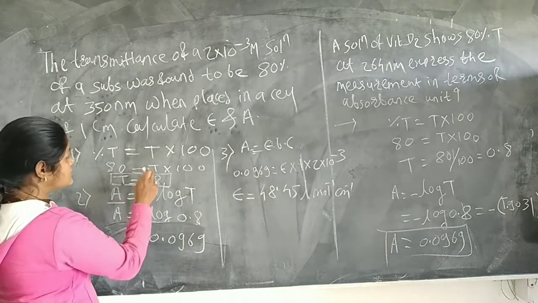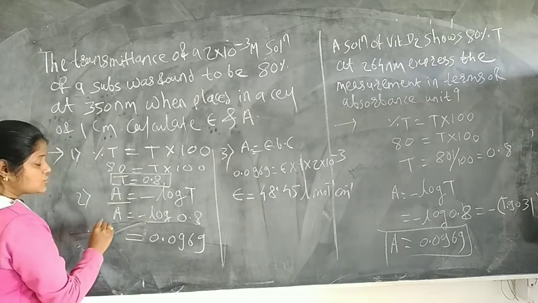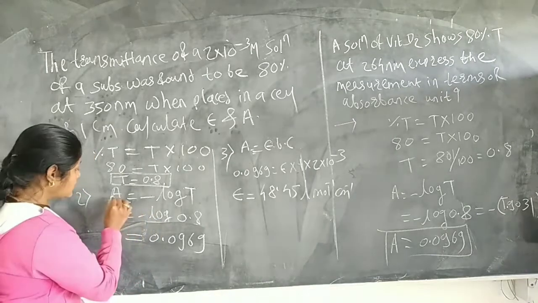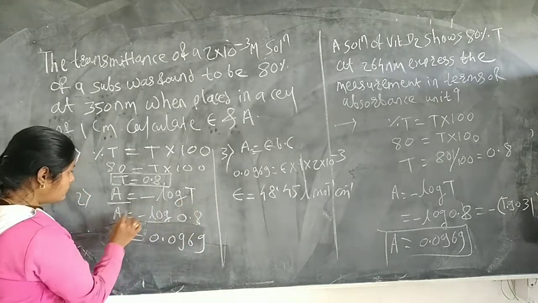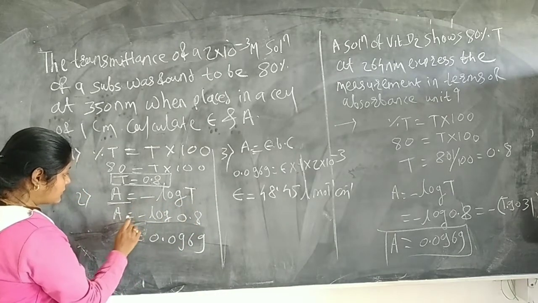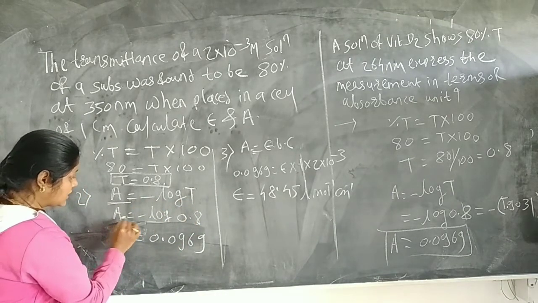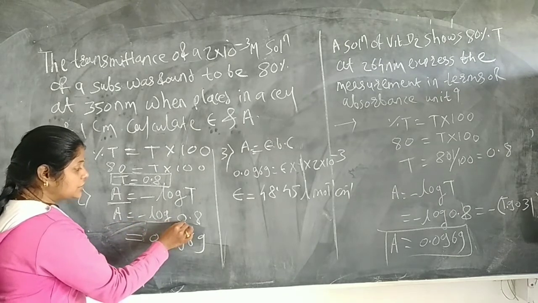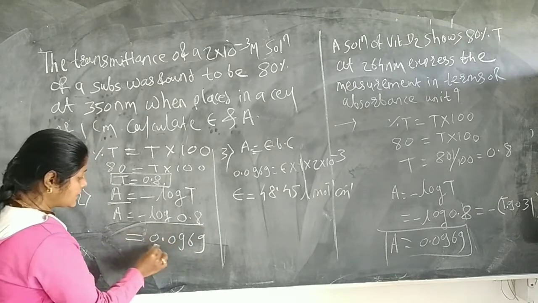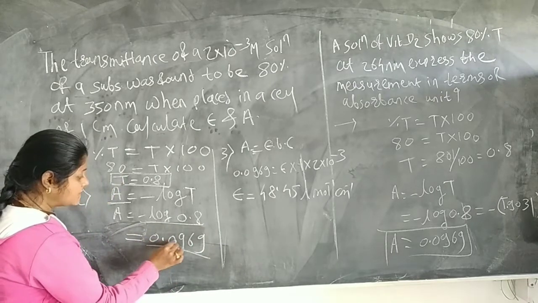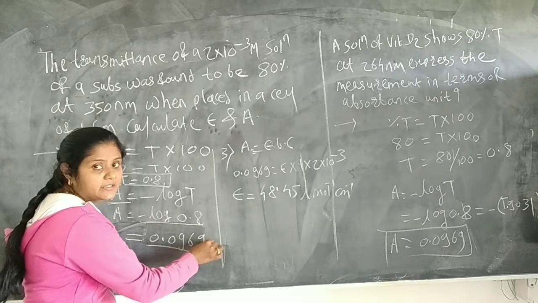Then the next point is finding the absorbance. To calculate the absorbance, we use the formula A is equal to minus log T. Putting the value of T in this equation, we get A is equal to minus log 0.8. After calculating log 0.8, we get the value 0.0969.